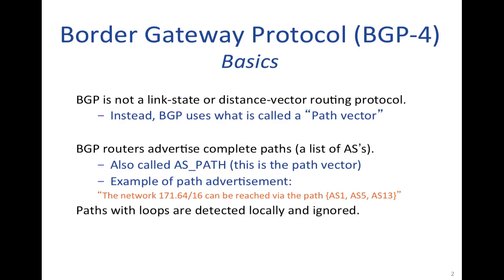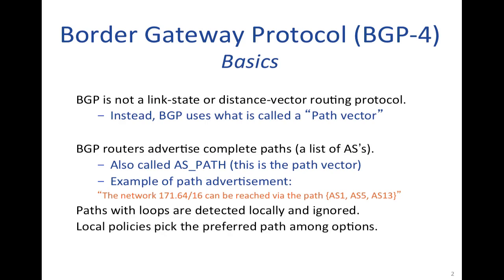The consequence of sending out a path is that paths with loops are very easily detected locally. You just look for repetition of an AS, and then you can simply remove those or just completely ignore those advertisements. And that makes it very easy to find and eliminate loops.